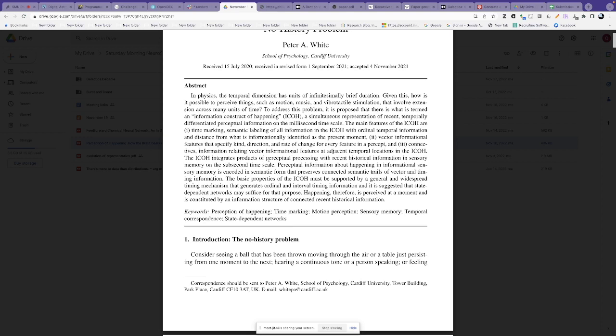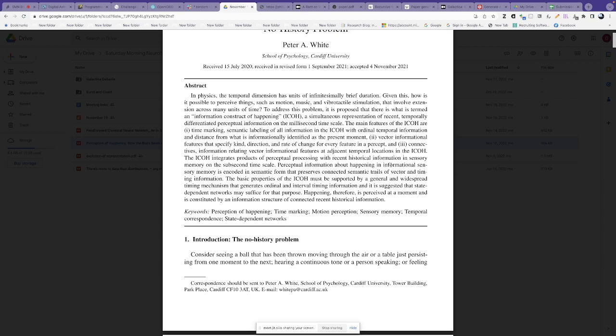The ICOH integrates products of perceptual processing with recent historical information and sensory memory on the sub-second timescale. So the millisecond timescale is sort of sub-second. So this is a little bit more coarse-grained in terms of time. This is historical information where if you see something happening, how do you make sense of it? You have to go back historically to think about what's happened in the past. And so to make sense of it, you refer to previous events that were similar, and you integrate that. Now that's not always useful, but it's more or less useful most of the time.